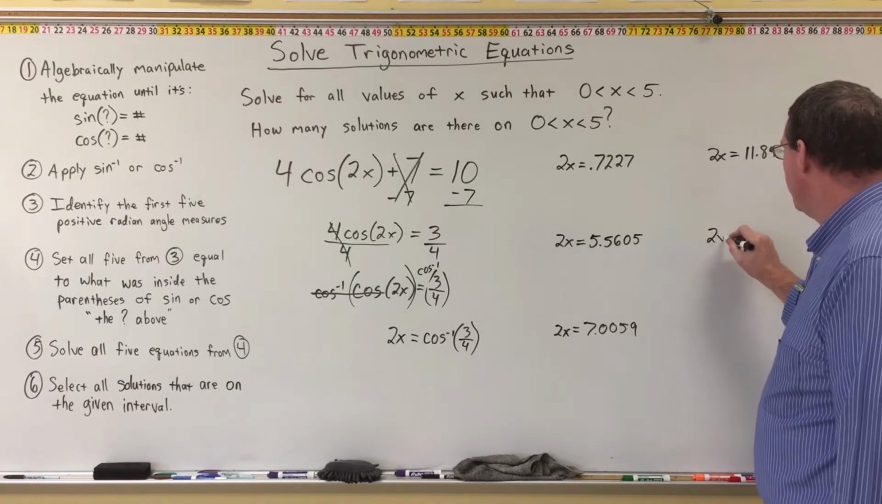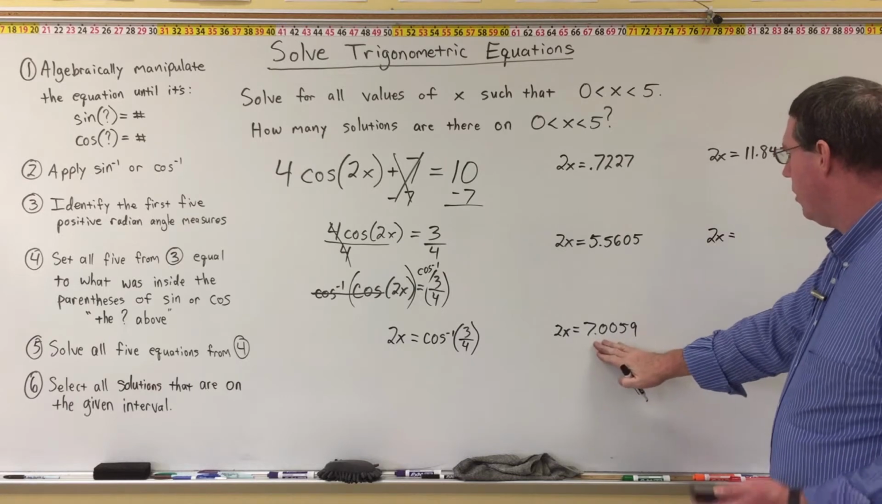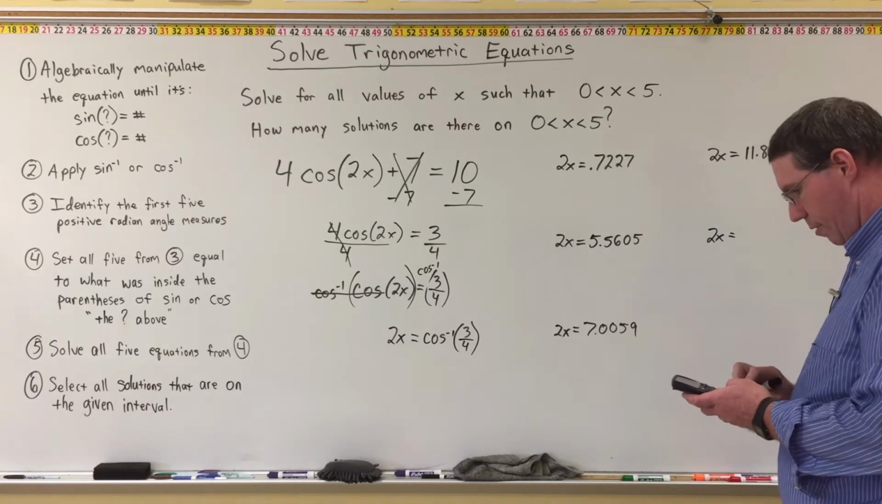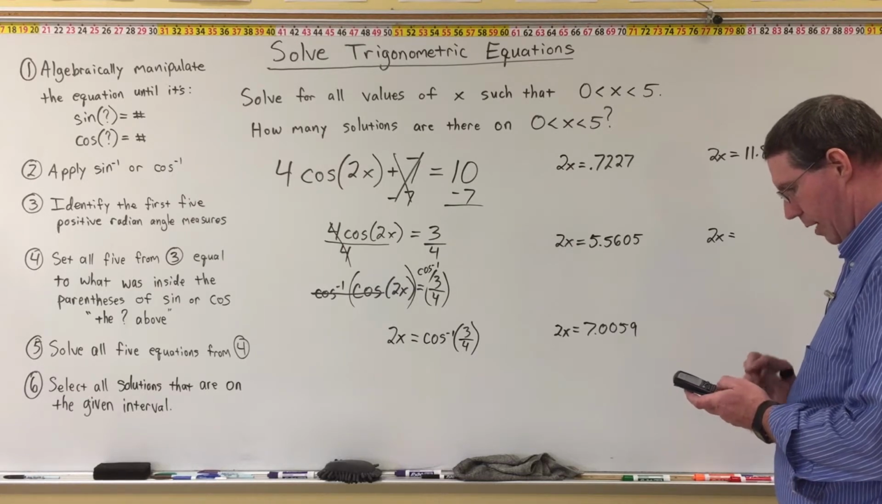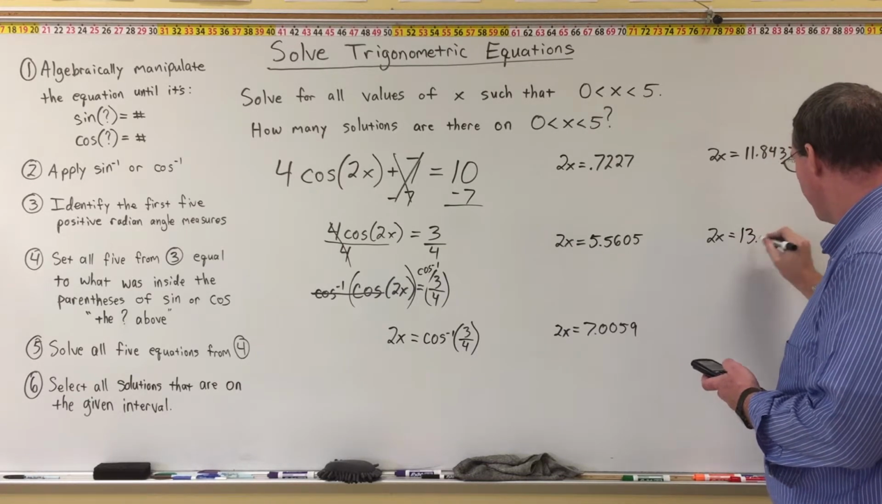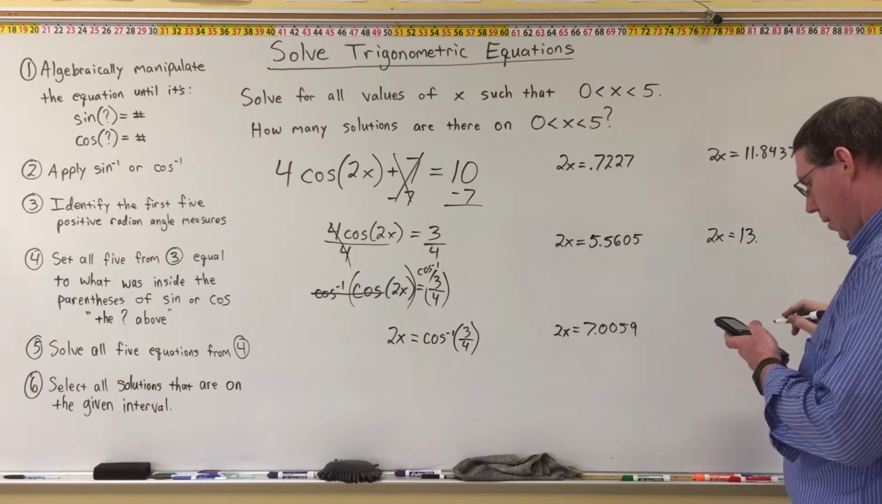All right, so last one, 2x is equal to, so we're going to take this one, and we're going to add 2 pi, so 7.0059 plus 2 pi is 13.2891.